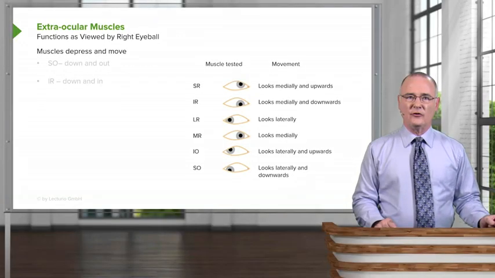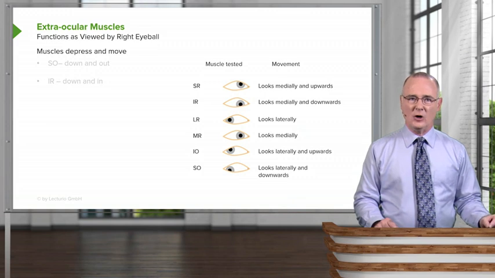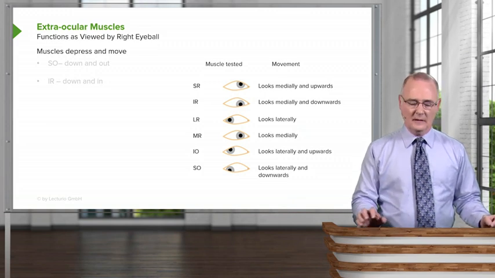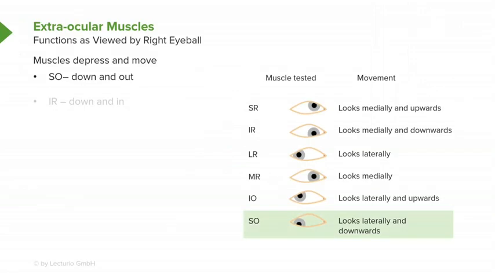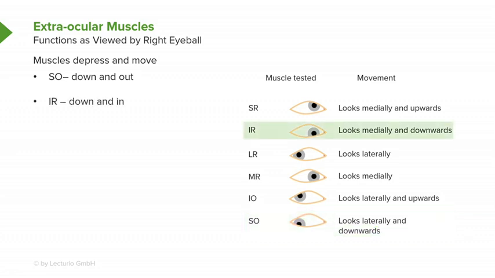Next, we have two muscles that depress and move the eyeball out or in. First up is the superior oblique. The superior oblique will move the eye down or depress it, and will move the eye outwards or laterally. Next, we have the inferior rectus. It too will depress or move the eye downwards, but it will move the eye medially or inward.